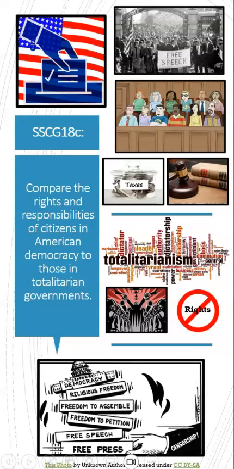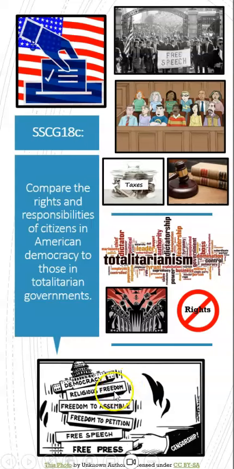And finally, in substandard C, you look at the difference between the rights and responsibilities of an American citizen in a democracy, such as free speech, jury duty, taxes, voting, that you would all get in democracy, and the lack of rights that you would see in a totalitarian government.